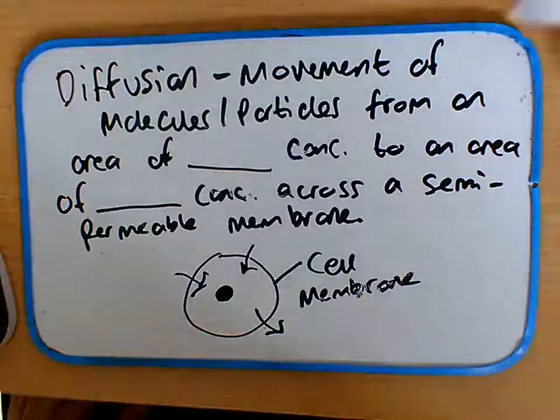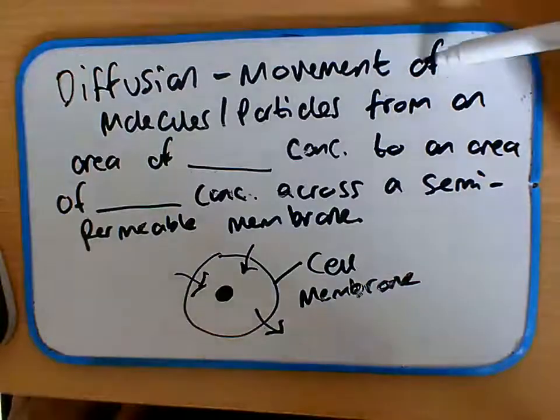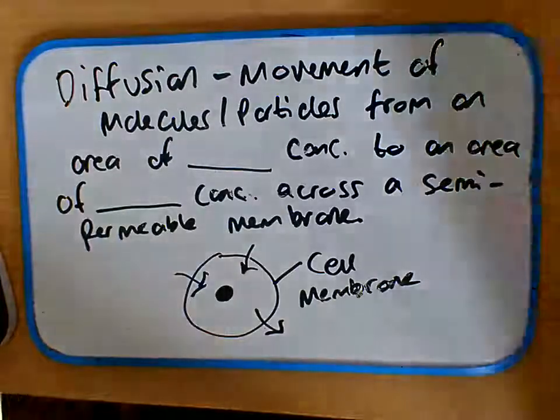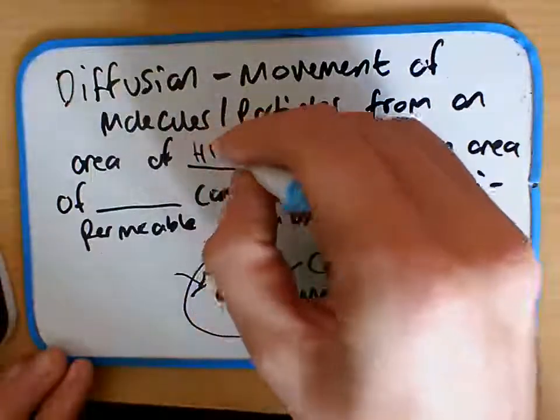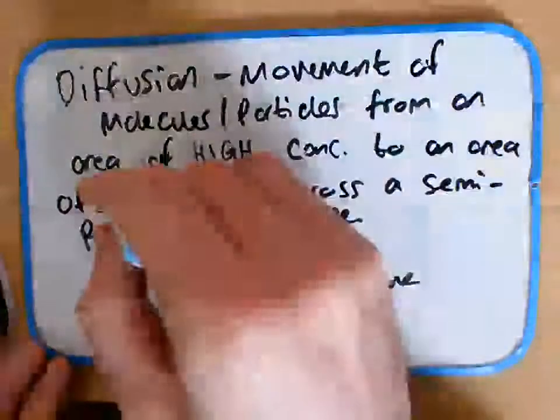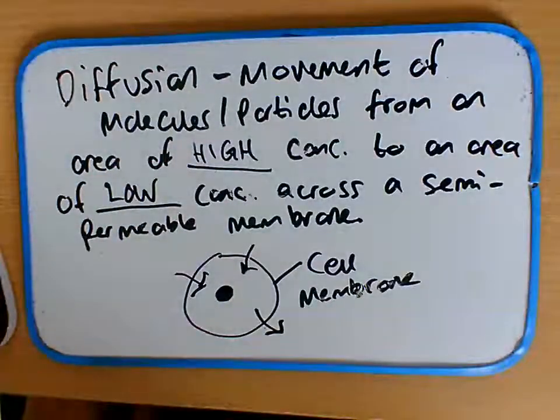So diffusion you've come across before. You've come across it probably in Year 8 and 9, probably in chemistry. It's the movement of molecules or particles from an area of high concentration to an area of low concentration across a semi-permeable membrane.